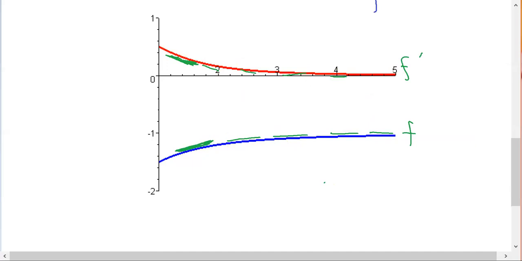So keep in mind slopes, when they're zero, when they get close to zero, when they're positive, when they're negative, and you can sort of distinguish between a function and its derivative. So what we're going to do next is we're going to try to sketch a couple of graphs of derivatives.